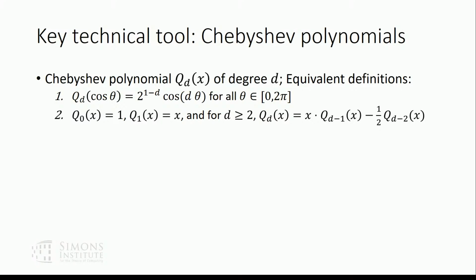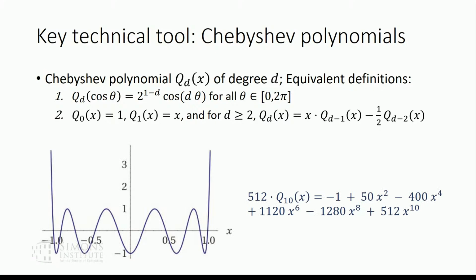So what do these polynomials look like? Well, here's an example of the 10th Chebyshev polynomial. Between -1 and 1, they're wiggling up and down, kind of like a cosine because of the trig definition, and then outside of that interval they blow up like a polynomial ought to.